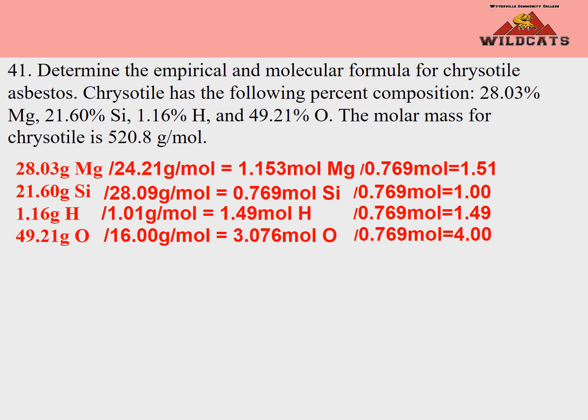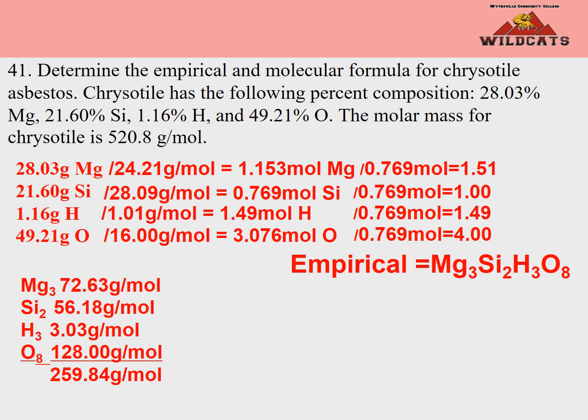So in order to find the empirical formula, I'm going to have to multiply all these by 2 to turn the 1.51 and the 1.49 into 3, or into a whole number. So I end up with an empirical formula of Mg3Si2H3O8. So I'm going to add the mass of the empirical formula together, and I end up with 259.84.